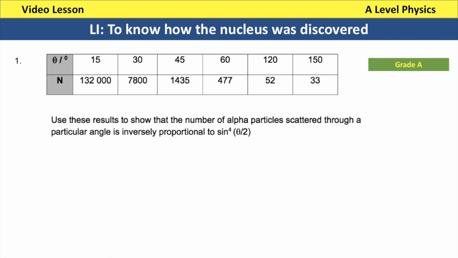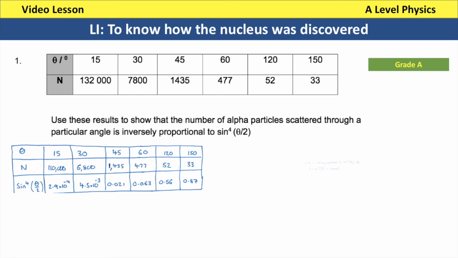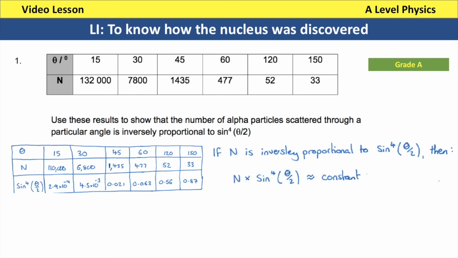Now, let's begin by, of course, considering what inverse proportionality actually is. To be inversely proportional, that would mean that the number of particles multiplied by sine to the power of 4 of theta over 2, of course, will come out as being approximately a constant value. So, I would add an extra row onto that table to work out what sine to the 4 of theta over 2 is for each of those angles, and you can see that I've done that there on the left-hand side of the board.